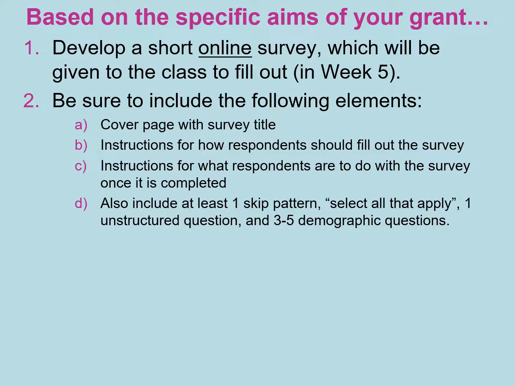So some place where if someone answers yes, they proceed, or if they answer no, they skip to another question. I do want you to include one question that is select all that apply, and that way we can go through how you handle that data. And then include one unstructured question. So again, this is an open-ended question where people get to write in their responses. And then make sure to include 3 to 5 demographic questions. Those are just some of the elements I want to make sure you include.